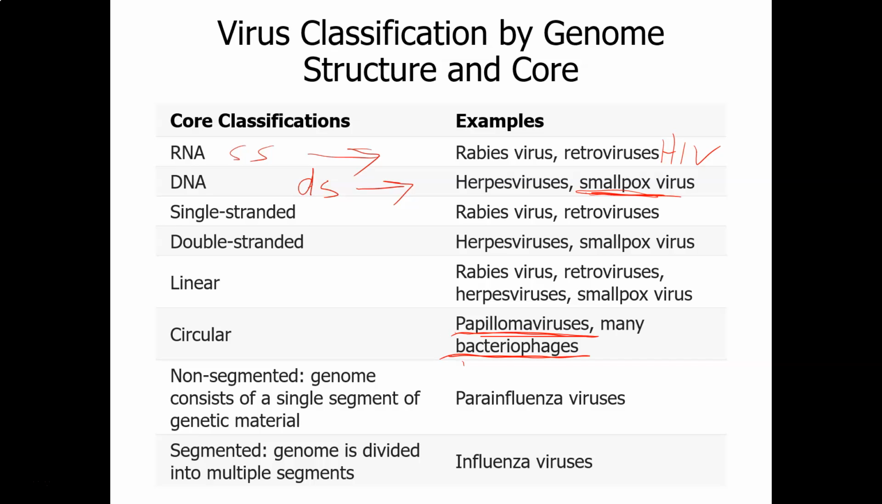Non-segmented means the genome consists of a single segment. It's not broken up. The para-influenza viruses are an example of non-segmented. So maybe their genome is either a circle or it's just not broken up. But an influenza virus would be like different components of the genome broken into at least two segments.